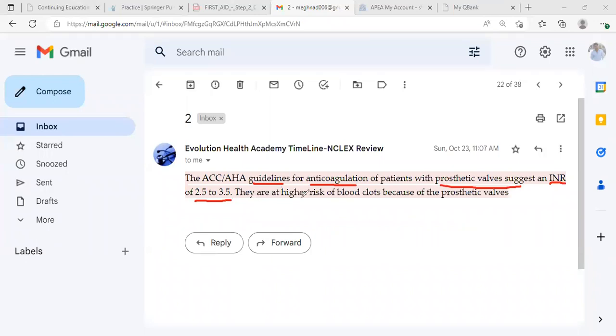They are at risk for blood clots because of the prosthetic valve. So the question: if a patient has a prosthetic valve, what should their INR range be? The INR range is supposed to be 2.5 to 3.5, and it is normal. Why? Because the person who has a prosthetic valve has a chance to develop a blood clot.